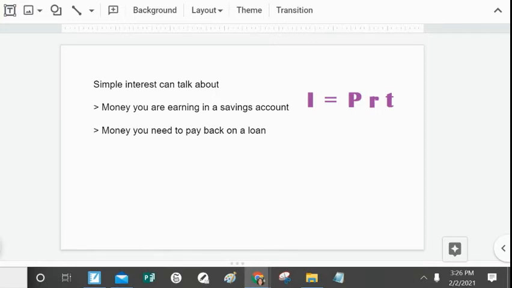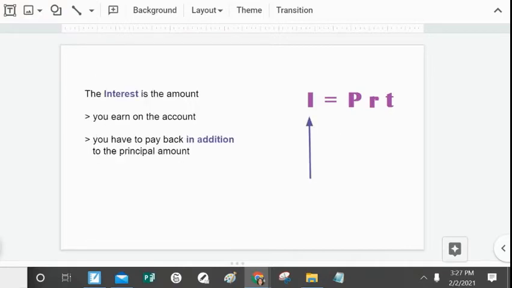Our equation to find simple interest is I equals PRT. Interest amount in money is equal to the principal payment times the interest rate as a percentage times time. And we'll go into each of these components next.